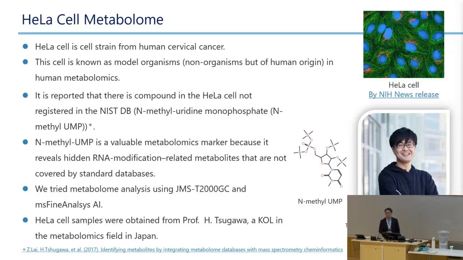Actually, this compound is not listed in the NIST database. But he determined the structure by himself, using the EI mass spectrum and the MS/MS spectrum manually. This N-methyl-UNP is a very valuable compound, I think, because it may help us find hidden RNA modifications. It is a UNP compound, and this is a modification here that he found. We tested how to identify this compound using our AI tool.